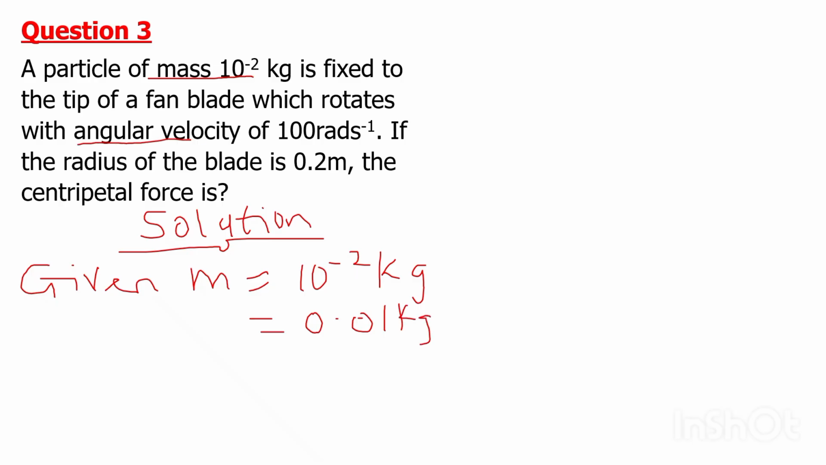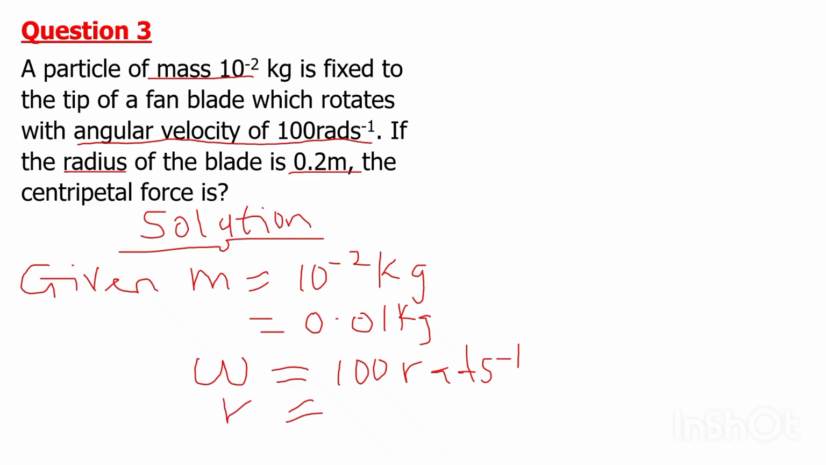The next value given is the angular velocity. Remember, omega, this is angular velocity. It's given as 100 rad per second. Identifying these parameters is the first success to solving the calculation. The radius, R, is given as 0.2 meters. Now, what are we looking for? The centripetal force, F. That is the question.